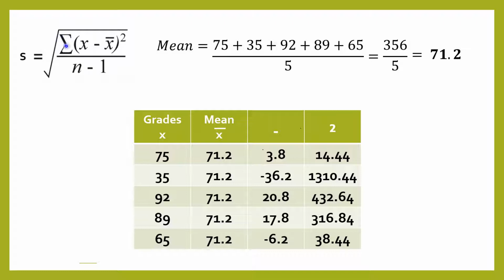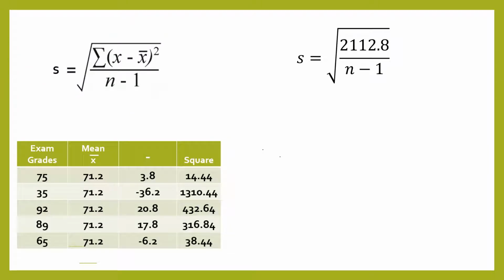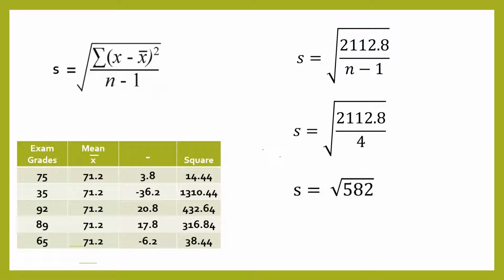The next thing we have to do is get the sum of those values. And I promise I did it in Excel. The sum is 2,112.8. So now our standard deviation equation looks like this. We're trying to find the square root of 2,112.8 divided by n minus 1. So we have to figure out what n is, and we know that is the number of values in our set, and that is 5. 5 minus 1 is 4, so we're now here, and we'll divide these two to get that the standard deviation is the square root of 582.